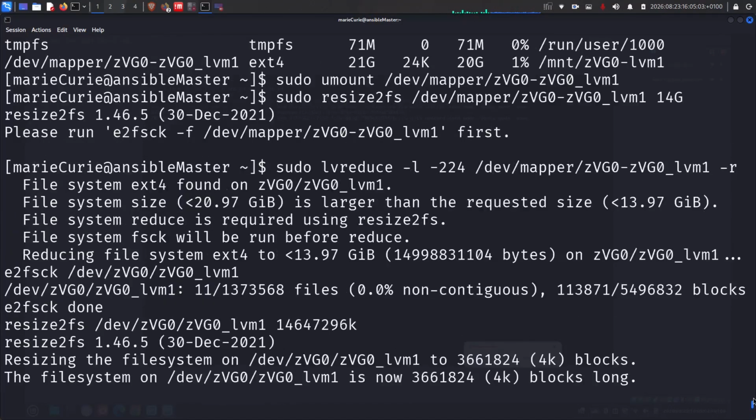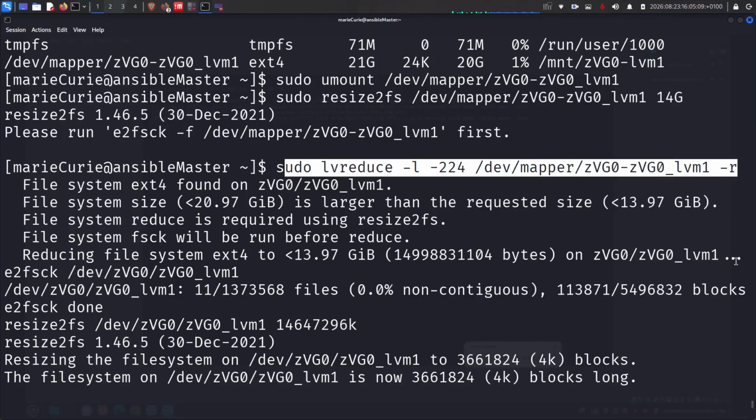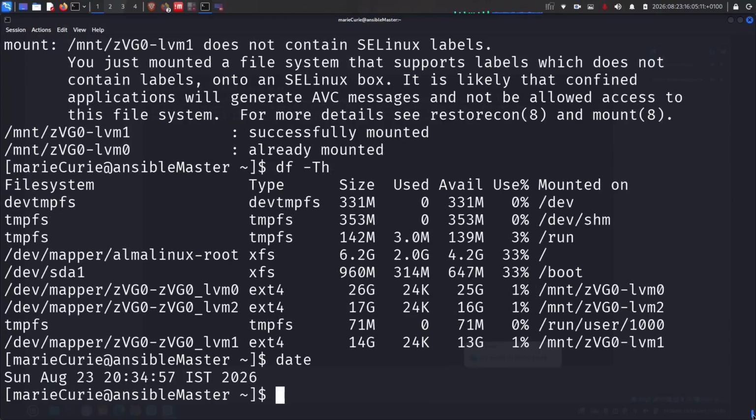We have to debug, but the best practice is we always have to use the hyphen r flag at the end. Okay, this is how we have to do the LVM reduce. And I just want to highlight one more thing. The ext4 file system we can reduce and we can extend, but coming to the XFS file system, extending is possible, but reducing the file system in XFS is not possible. In fact, it is really hard, I can say not possible.